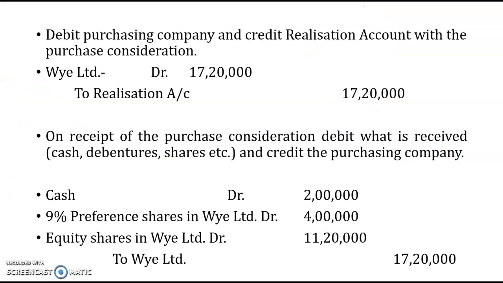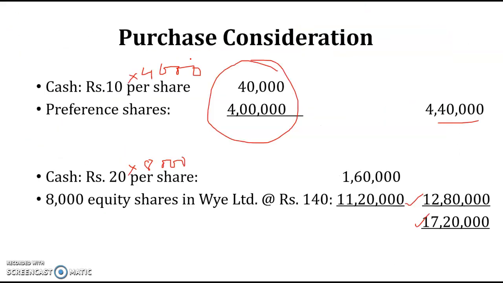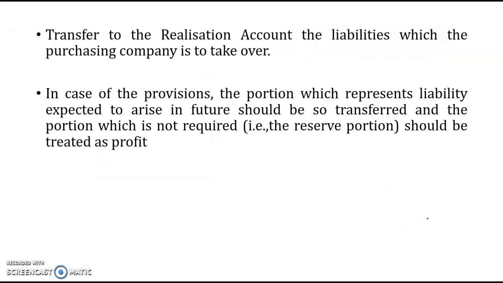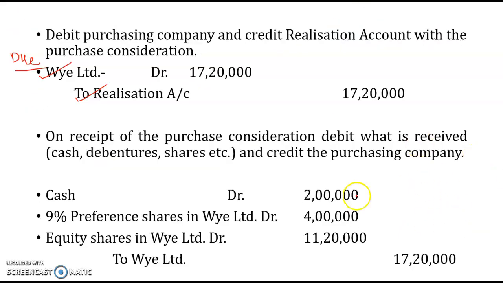Next, debit purchasing company, credit realization account with the purchase consideration. So this is the due entry. You understand this is a due entry which is yet to be realized. This is entry number 3. So we debit the purchasing company to the realization account, which will be realized in future in the upcoming days. The purchase consideration was 17 lakh 20,000, which we have already calculated. So that amount has been debited and credited to the realization account.